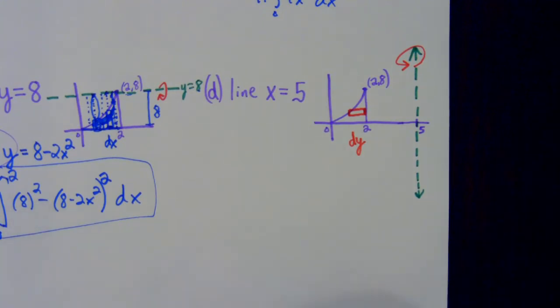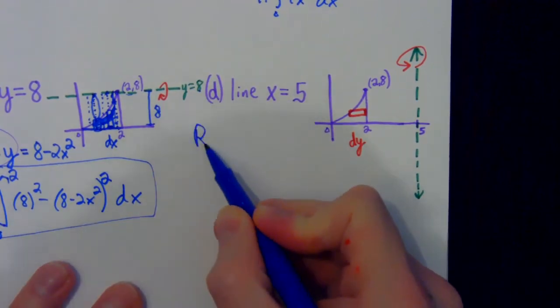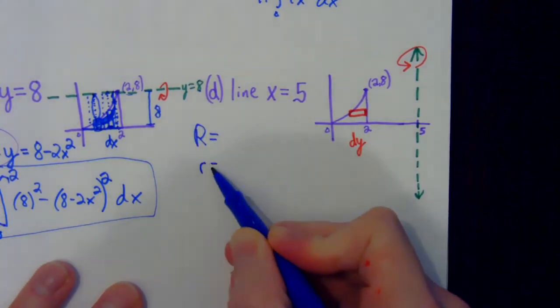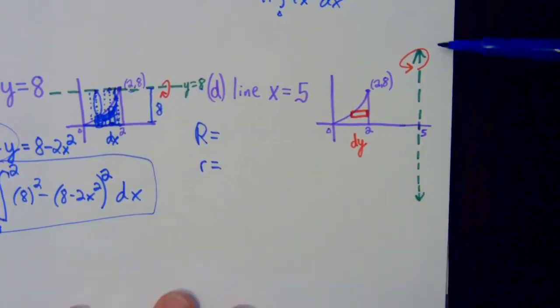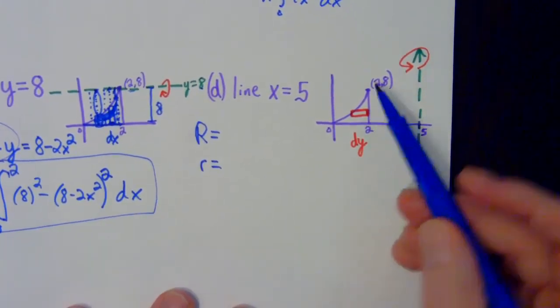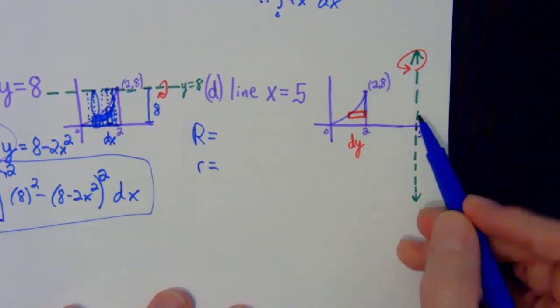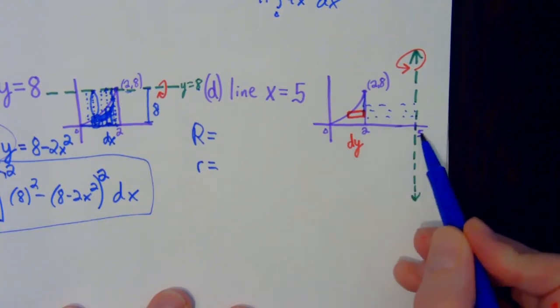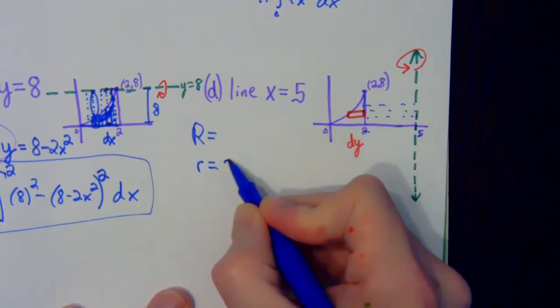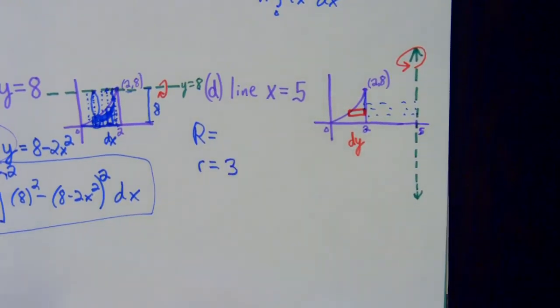All right, and now we're to the point where we're going to find our capital R and the little r. Very similar thinking to what we talked about here. Let's do the little r first. Your little r is the distance from your axis of revolution to the closer edge of your bounded area. So if you're going from here to your closer edge, notice that straight edge, that's from 5 to 2 every single time. That's equal to 3. That's your little r, and that's the same every single time.